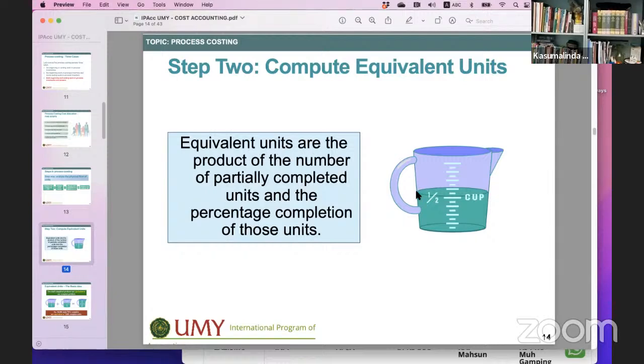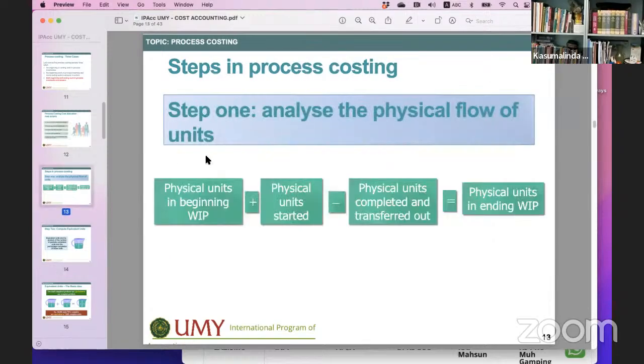Meaning that, I show you this equation because at the end of the month, we have either these two: whether it is totally completed product, or it is still a part, maybe a few units are still not complete. Okay, it stays as ending work in process.